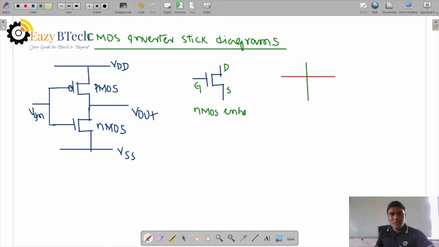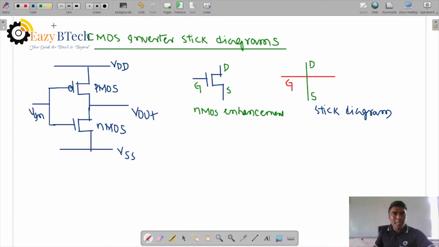This is the NMOS enhancement transistor symbol. This one is the gate terminal, and these are the drain and source terminals. So this is the stick diagram of NMOS.